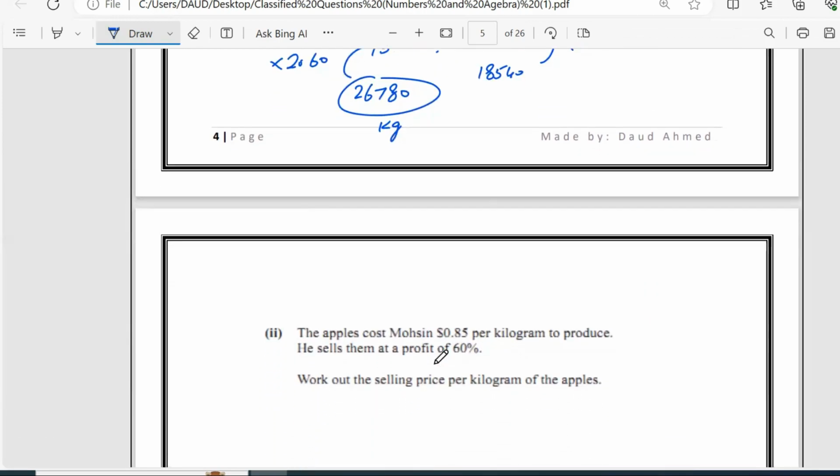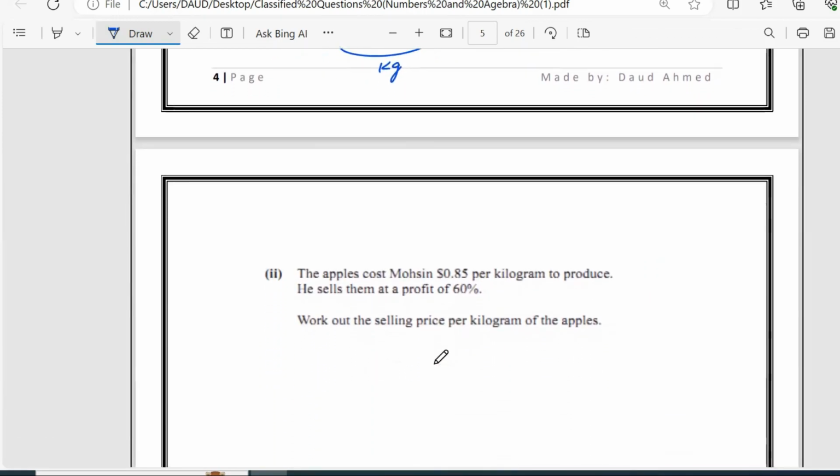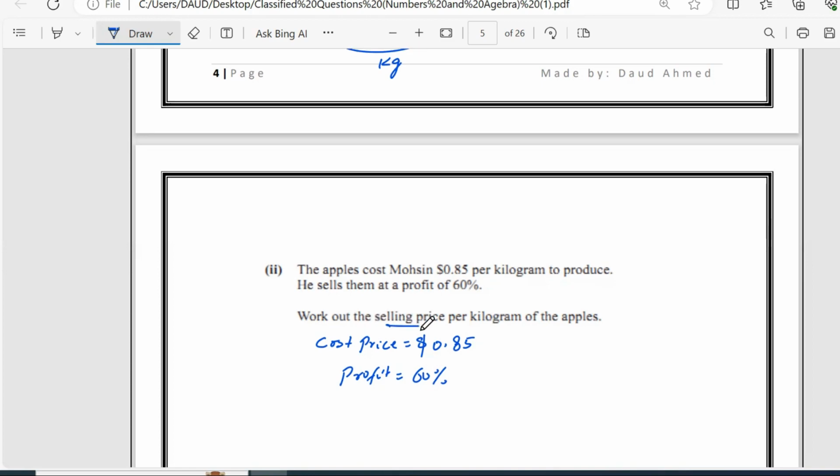Next part, they ask about the apple cost. So we know the cost price is $0.85 per kilogram to produce. He sells them at a profit of 60%. They want us to work out the selling price.